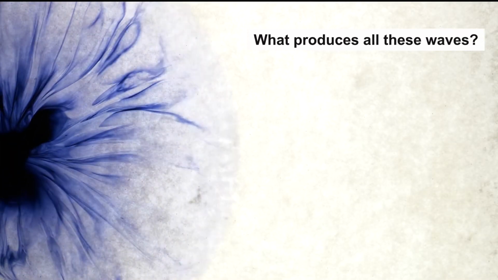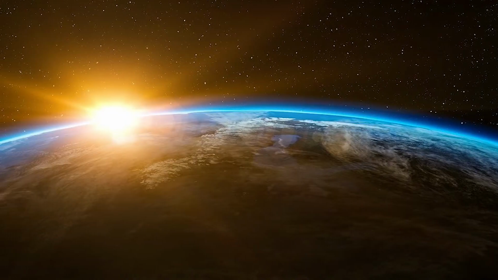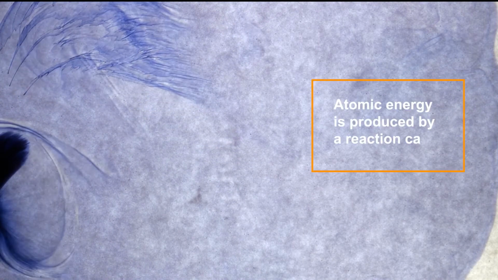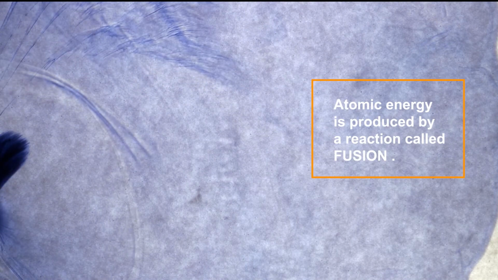What produces all these waves? In some cases, machines are required. In others, they are produced naturally. Naturally made waves come from the sun. To produce any radiation requires energy. In the case of the sun, atomic energy is produced by a reaction called fusion.